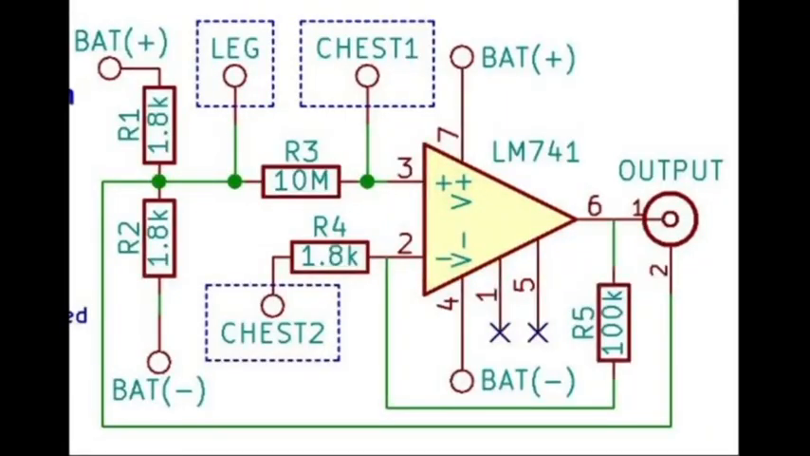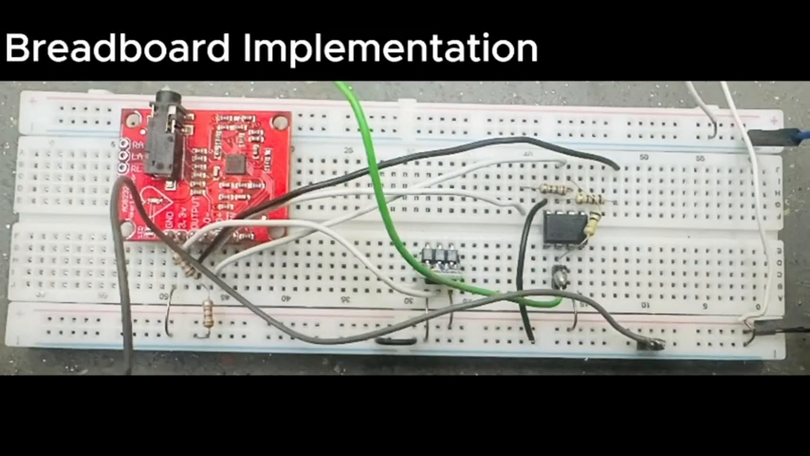The assembly of the components on the breadboard was done according to the circuit diagram. As you can see, there is the ECG module, there are some pull-down and pull-up resistors, an IC, and a 3.3 volt to 5 volt voltage regulator for the ECG module. And next it was tested in the lab.